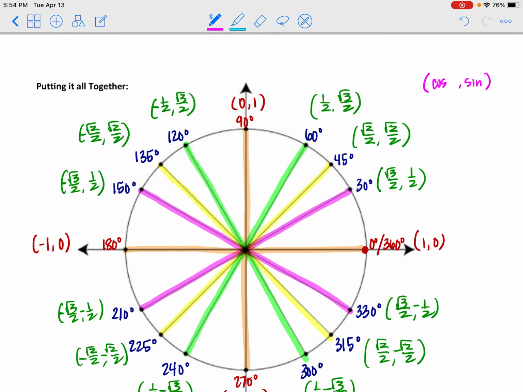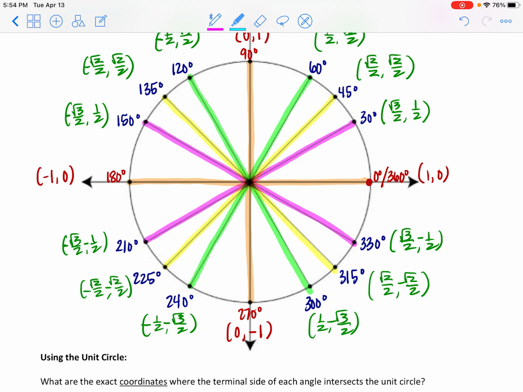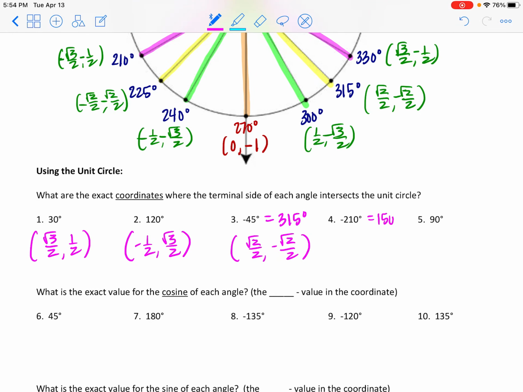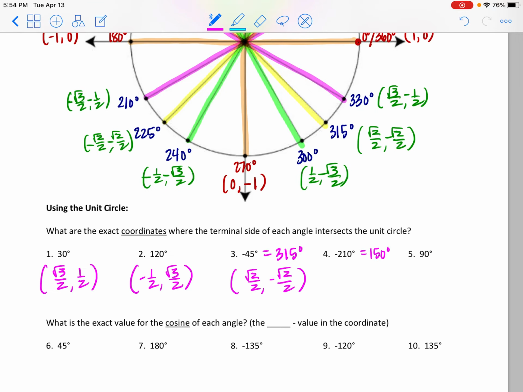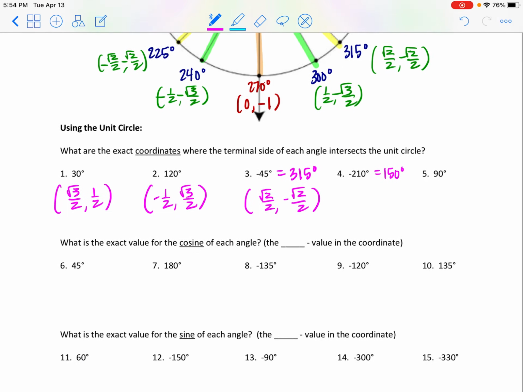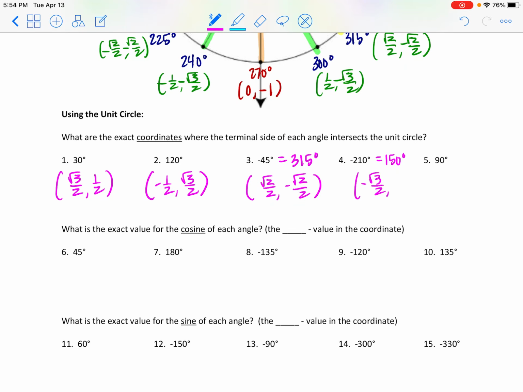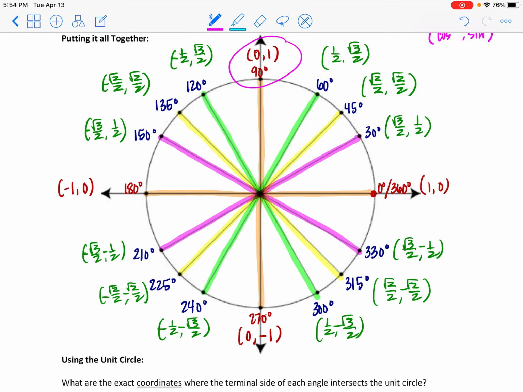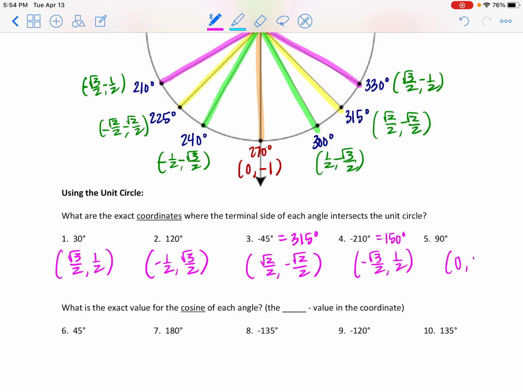And then negative 210, what's coterminal with negative 210? So positive 210, I'd have to go halfway and then 1. Negative 210 does the same thing in the other direction, I'd go halfway and then 1. So that's going to be positive 150, and again, that's coterminal. The coordinates at 150 or negative 210 are negative radical 3 over 2 and a half. And then 90 degrees, that's this guy right here. Coordinates are 0, 1. Okay, so that's just identifying coordinates.